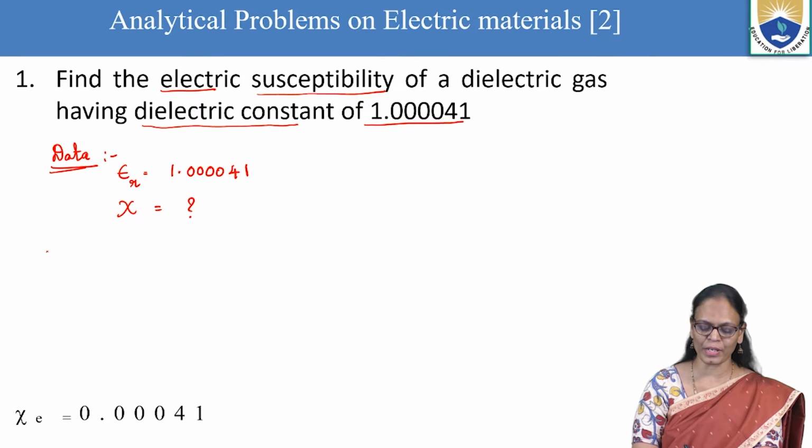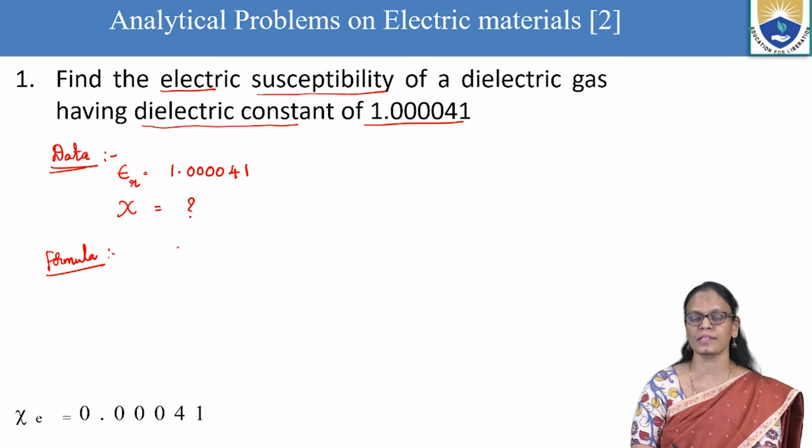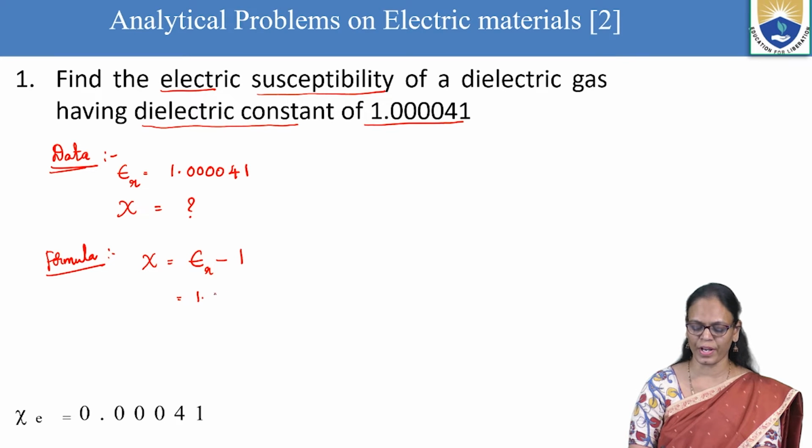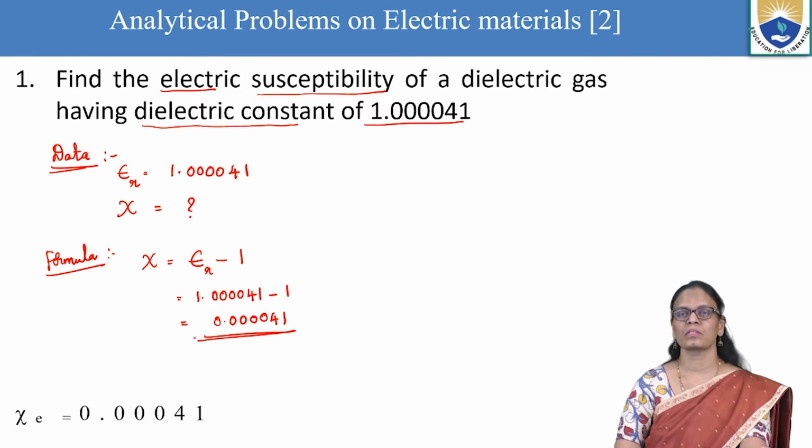So what is the formula we have discussed just now for the susceptibility? Chi is equal to epsilon r minus 1. So it is 1.000041 minus 1. So the susceptibility is 0.000041.